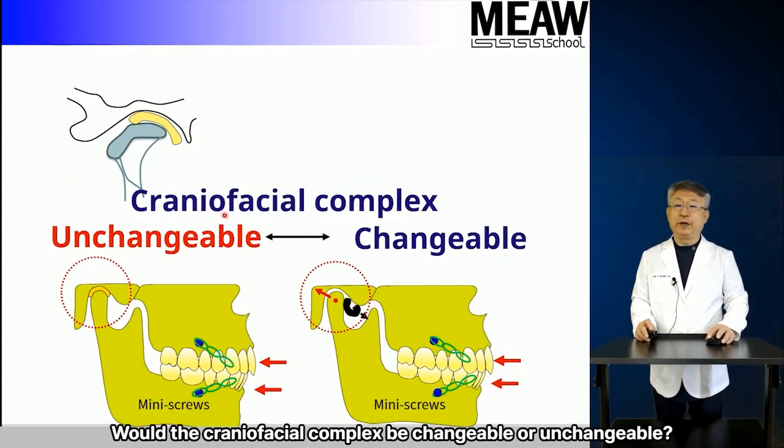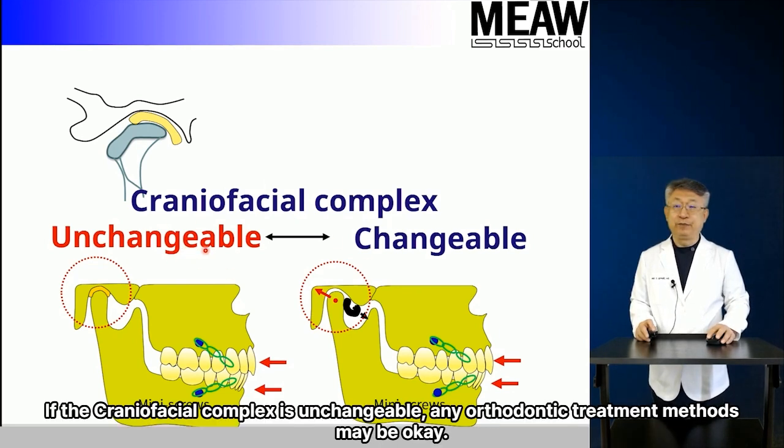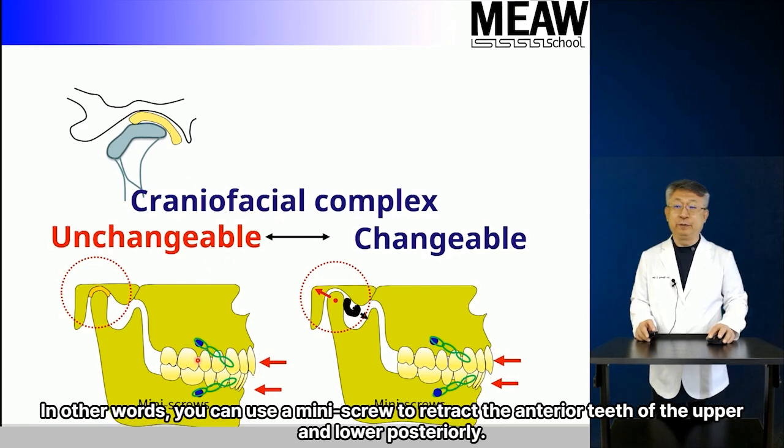Would the craniofacial complex be changeable or unchangeable? If the craniofacial complex is unchangeable, any orthodontic treatment method may be okay. In other words, you can use a mini screw to retract the upper and lower anterior teeth posteriorly.